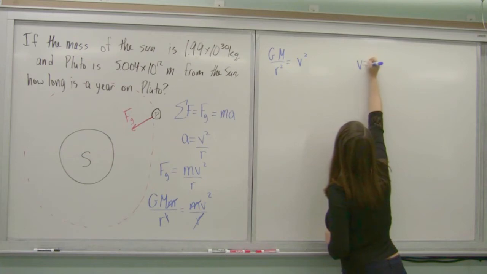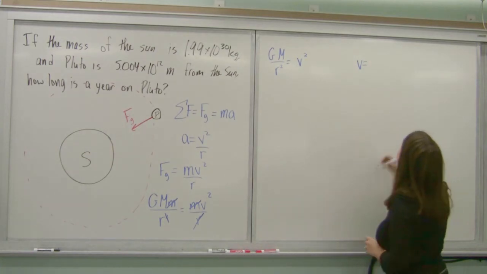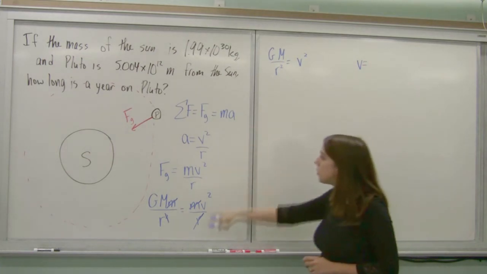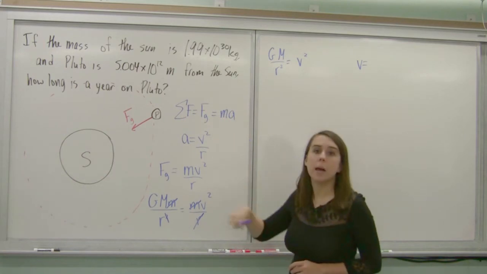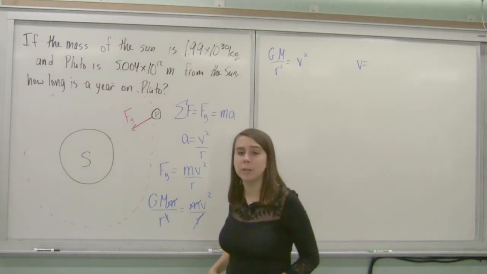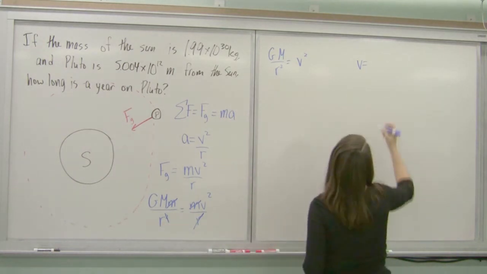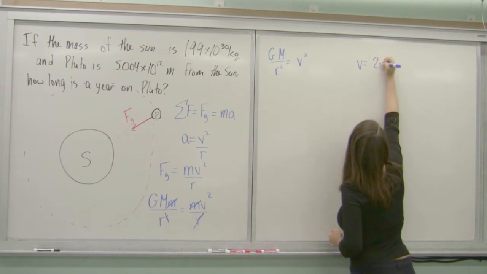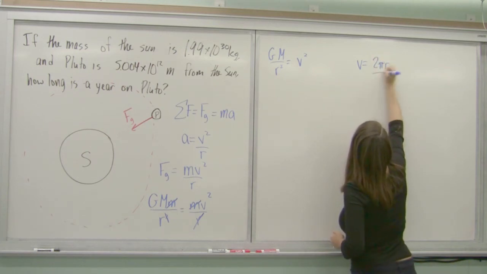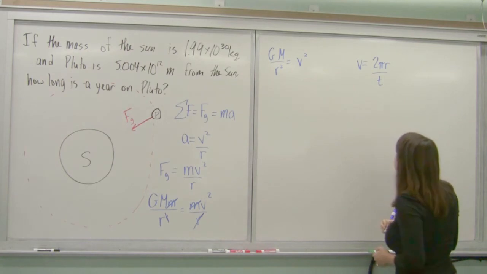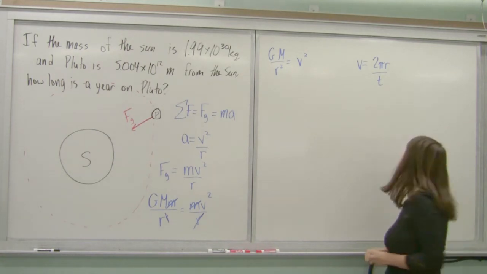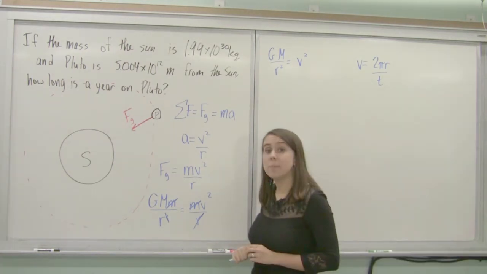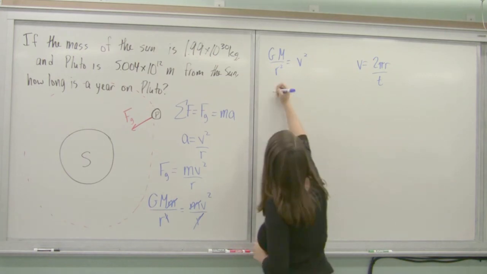The velocity of a planet going around the Sun would be the circumference of its orbit over the time for a complete orbit. And the time for a complete orbit is a year. So I can go the circumference, which is 2 pi r, over the time for a year, and that's the velocity, so that works out nicely for us. I'm going to go ahead and plug that right back into our equation.